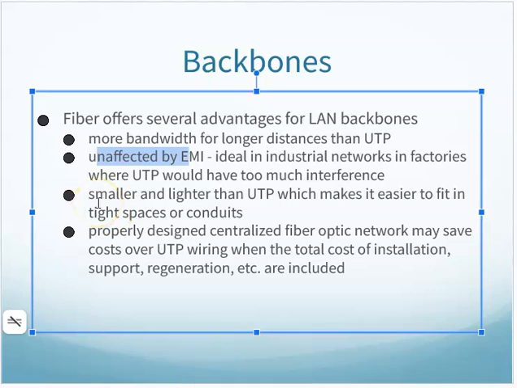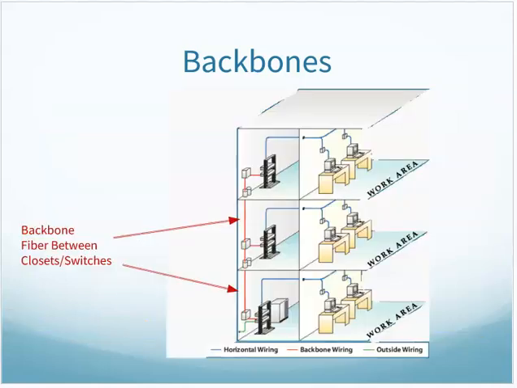Fiber optic is smaller and lighter than UTP. You can usually get a lot more fiber cables in a conduit than you can copper cabling. And in some cases, a properly designed centralized fiber optic network may save money over copper because you don't need the extra data closets, you don't need the extra power in there, you don't need the extra cooling in there, that sort of thing in the closets. In some cases you can even skip them or use very minimal or small closets. So sometimes that savings kind of recoups the cost of putting the fiber in.